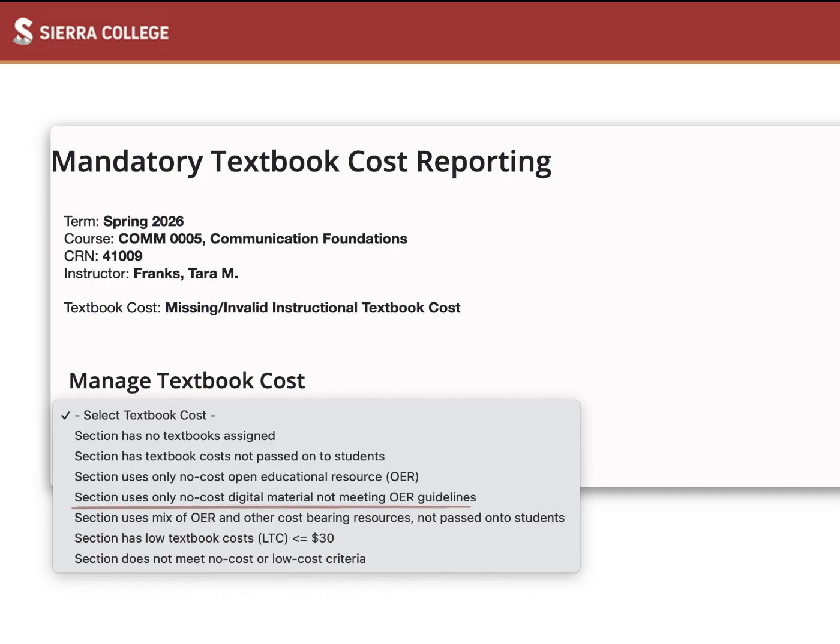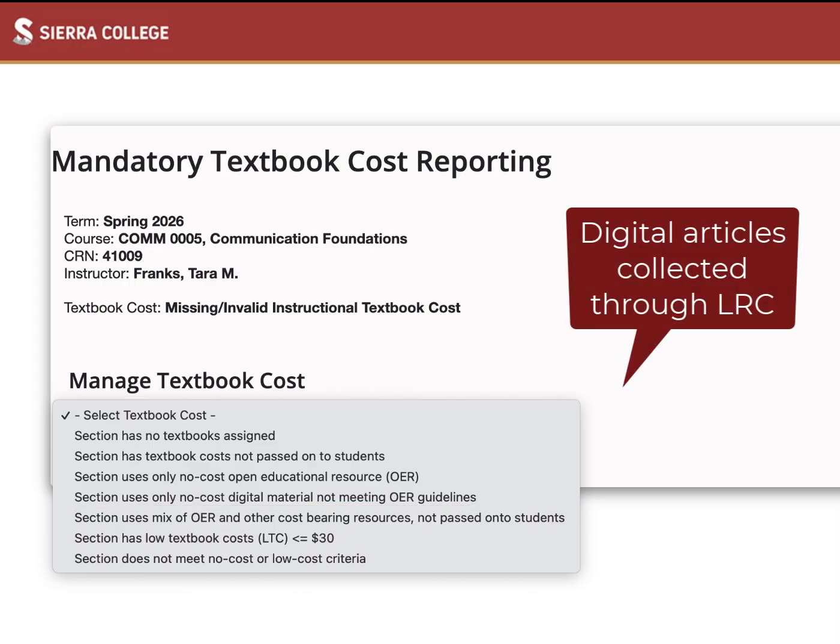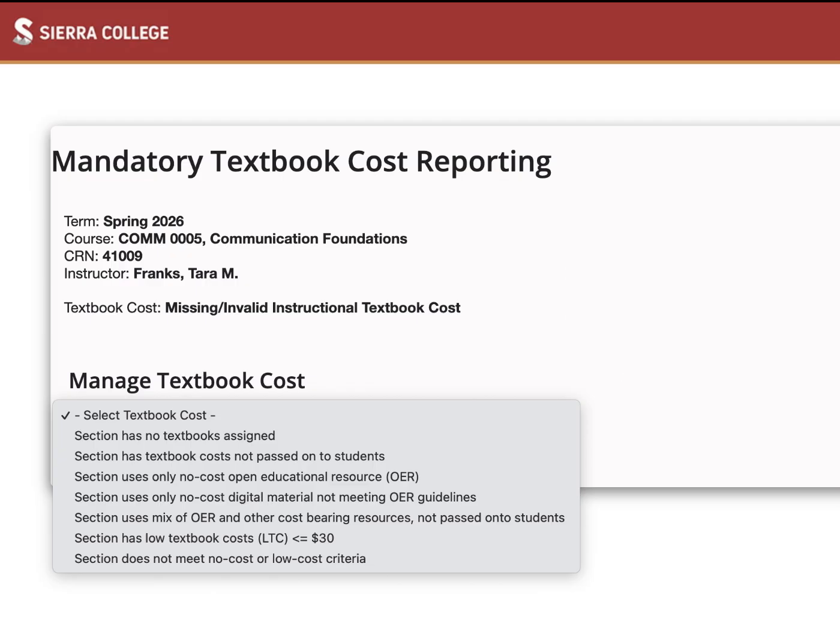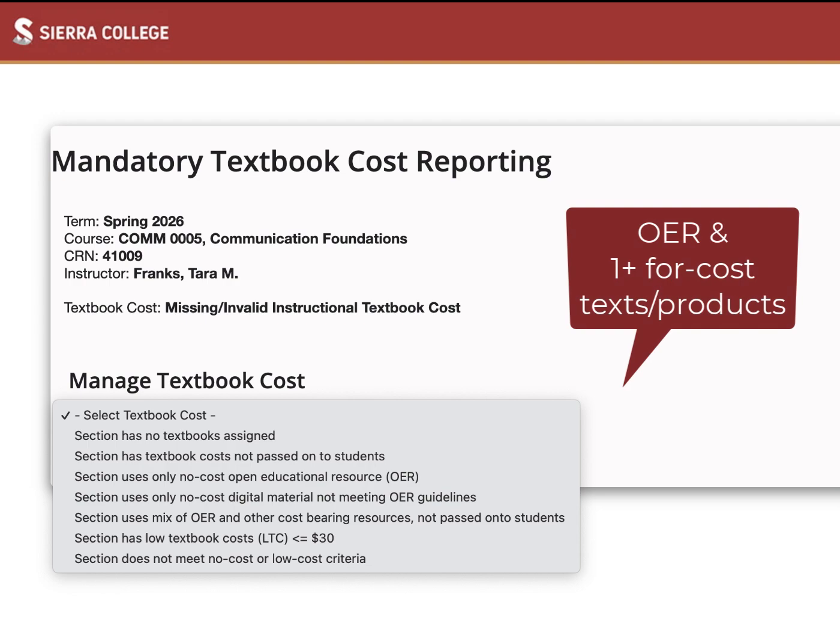D, section uses only no-cost digital materials not meeting OER guidelines. For example, a collection of digital articles collected from our library. E, section uses a mix of OER and cost-bearing resources not passed on to students. An ideal option for courses that combine OER texts with one or more for-cost products. For example, a dual enrollment or similar course that renders your class materials ZTC.